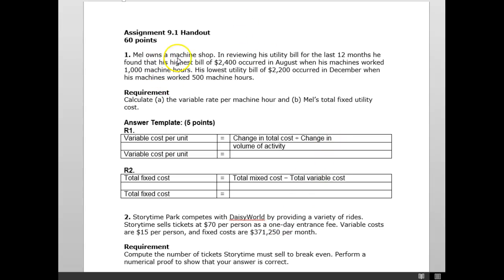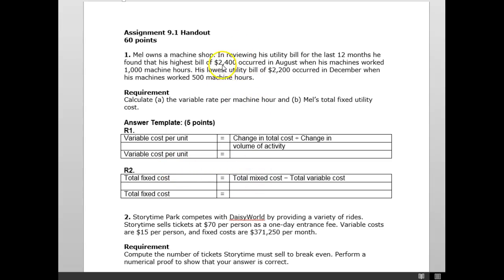And what Mel has here is a mixed cost. He found his highest bill was $2,400, and his machines worked 1,000 hours. His lowest bill was $2,200, and his machines worked 500 hours. So there's a variable cost in there somewhere. We need to find it.